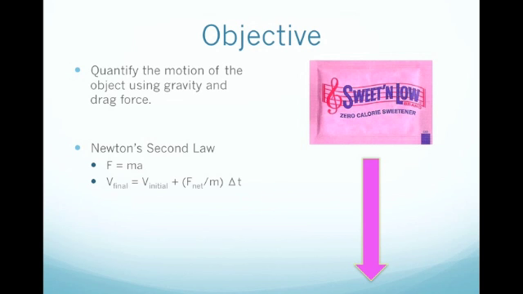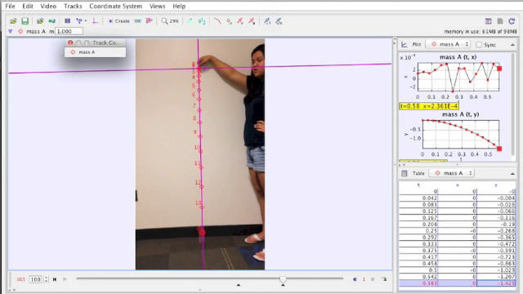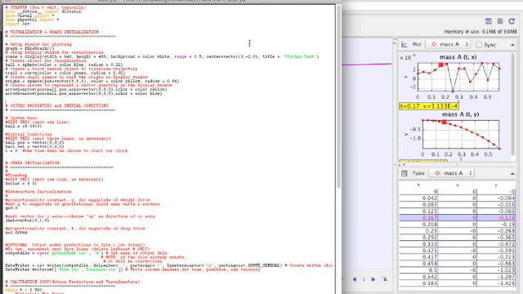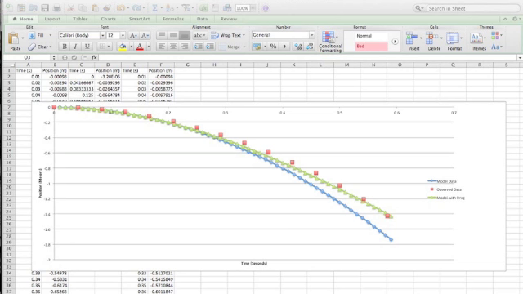To understand these forces, we are going to use Newton's second law of motion. For this lab, I filmed myself dropping a sugar packet and analyzed the video in Tracker. The motion was then modeled using this code in VIDLE. The computational model and the experimental model were then compared to understand that there was a net force acting on the sugar packet and that the object had reached terminal velocity.